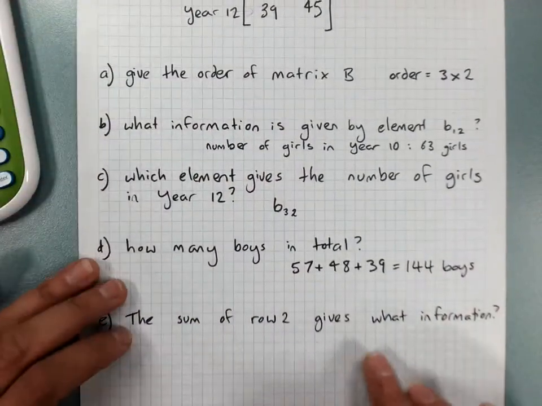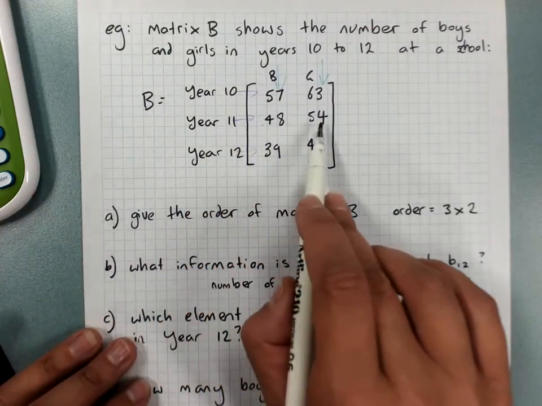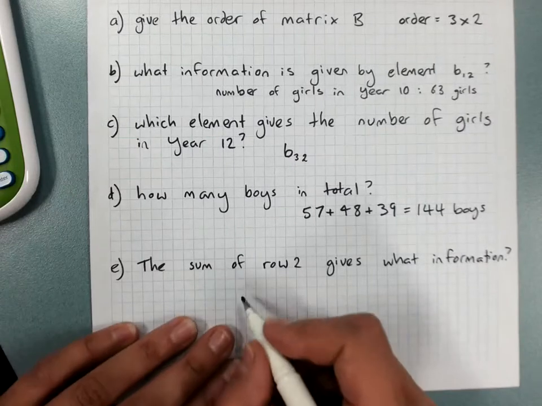The sum of row 2 gives what information? Row 2, that would be the total number of people in year 11.